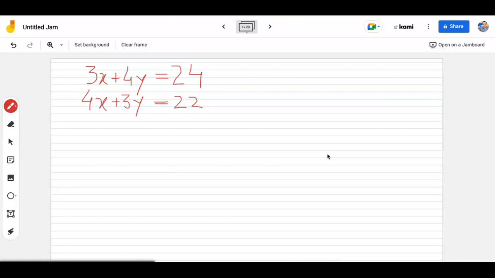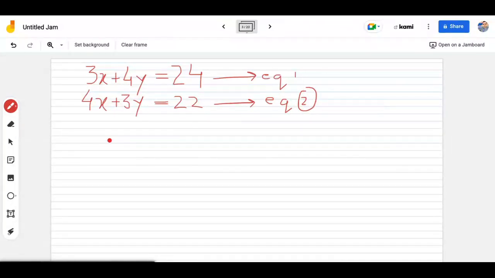Hello everyone. Today we are going to learn how we can solve a pair of simultaneous equations and find the value of x and y. Our first step is always to name the equations. We have two equations here. The first one is 3x plus 4y equal to 24. Name this equation 1, and the second equation is 4x plus 3y equal to 22. Name this equation 2.